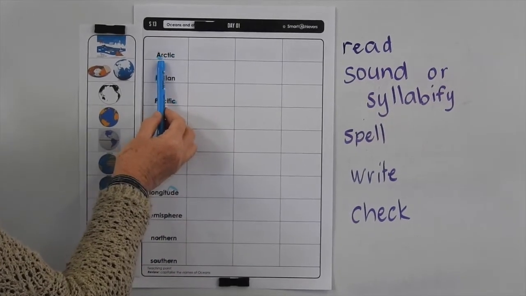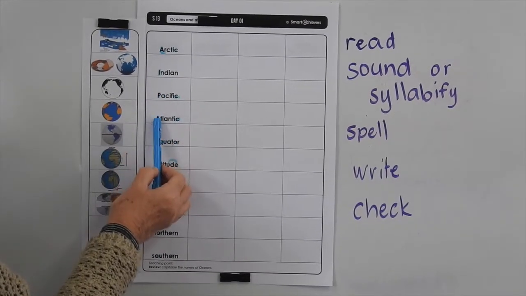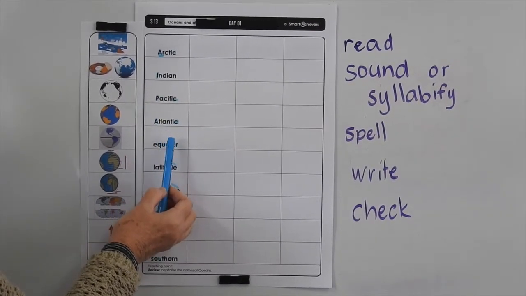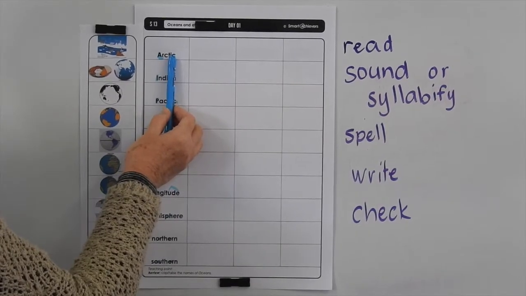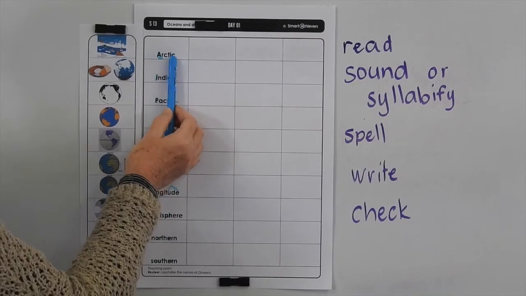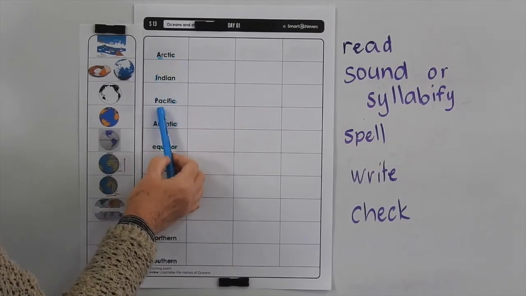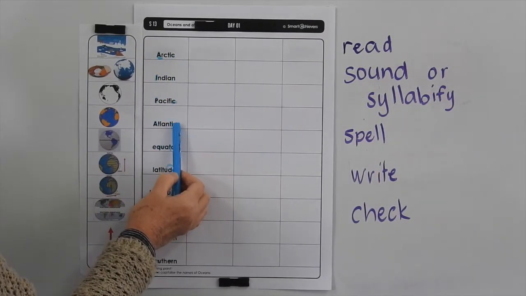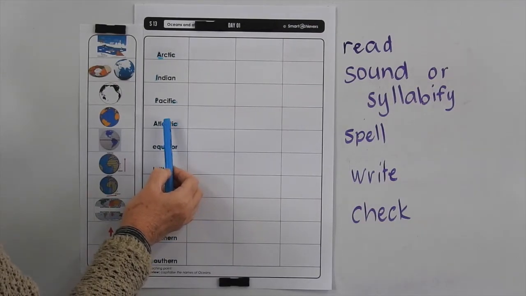Now, if it's a name of an ocean, we have to give it a capital letter, so do take note of that. In Arctic, we've got the short vowel sound followed by a C in a multisyllabic word, so we know we don't put the K there. Same with Pacific and Atlantic, we're just putting the C in those words.